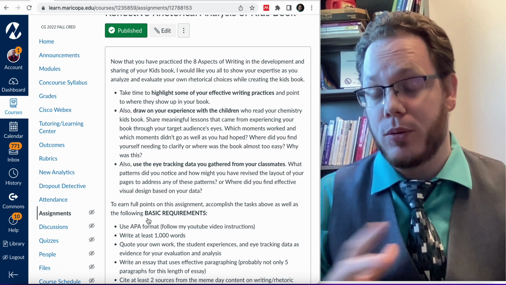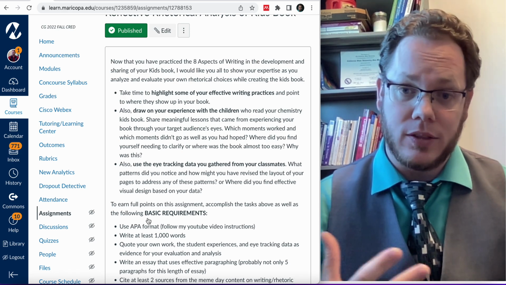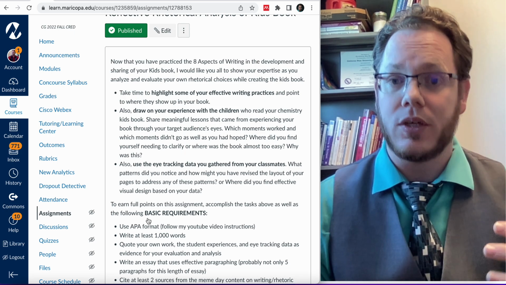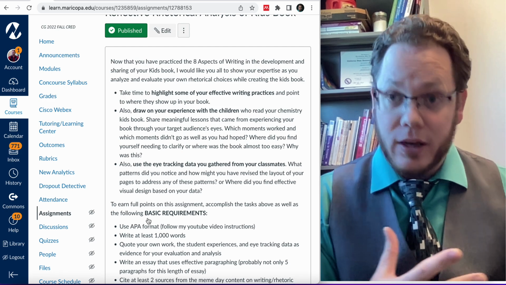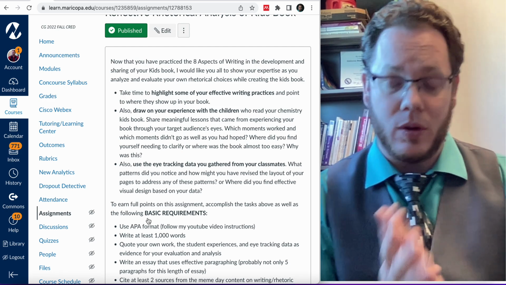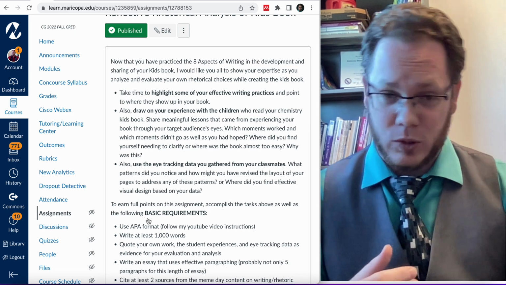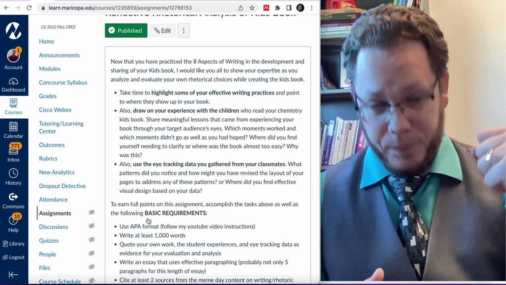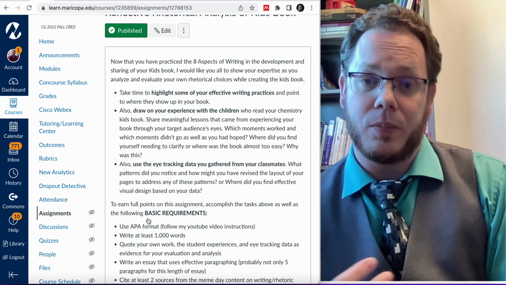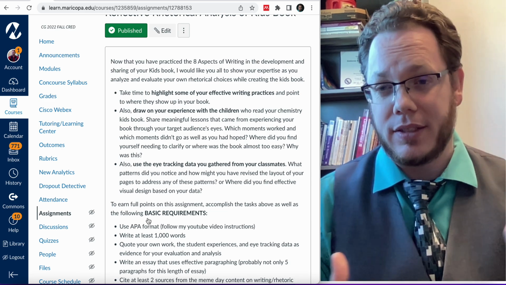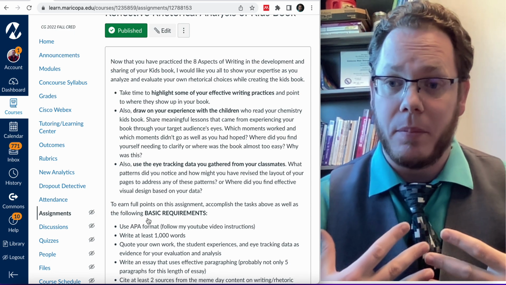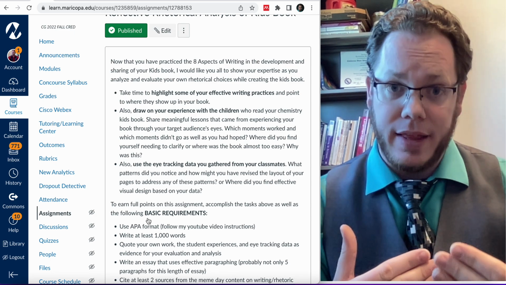You can use some things to help you with that evaluation. Draw on your experiences with the children. Think about which moments worked, which moments didn't work as well as you had hoped. Where did you see yourself needing to clarify as they read the story, or where was the book almost too easy for some of them? And why? So think through, draw on those experiences with the kids, and also if you did the eye tracking software and made changes based on how your classmates looked at the book, or if you got any peer feedback along the way or feedback from me or Mike, you can tie that in.